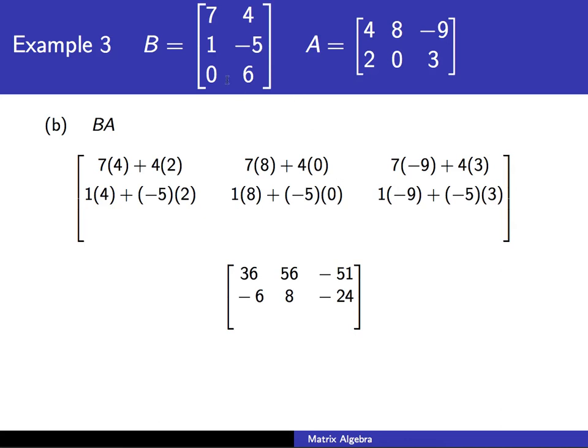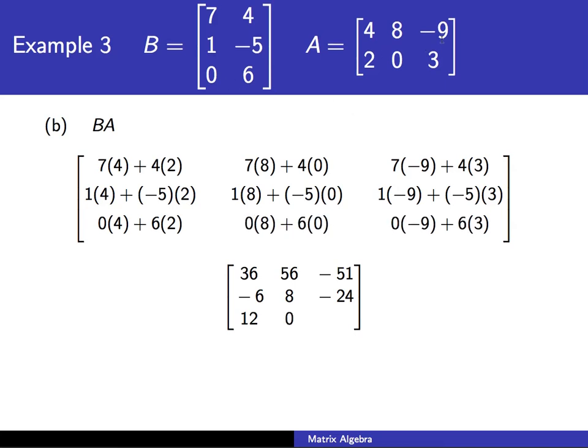And the last row of B, the 0, 6, we're going to multiply that by each of the columns of A. So for our first one, 0 times 4 plus 6 times 2 gives us 12. We have 0 times 8 plus 6 times 0 gives us 0. And we have 0 times -9 plus 6 times 3 gives us 18.